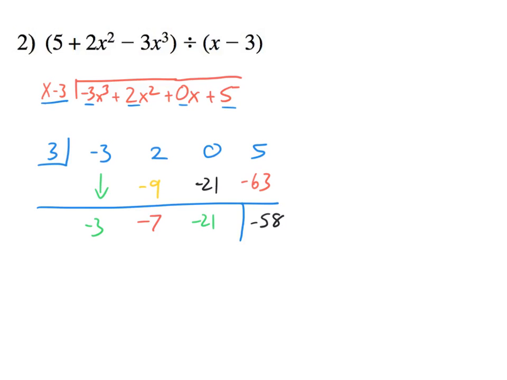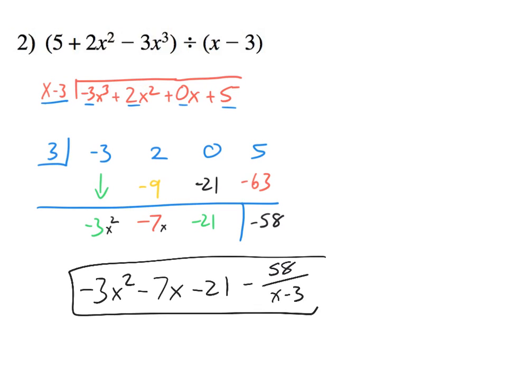Now, how does all that help? What does that do? Well, we just divided. And you might be like, how did I just divide? Well, this becomes your x. This becomes your x squared. All right? Because this is your number. This is your x. This is your x squared. And this last one is your remainder. So my answer is negative 3x squared minus 7x minus 21 minus 58 divided by the divisor, which is x minus 3. And that is your answer.